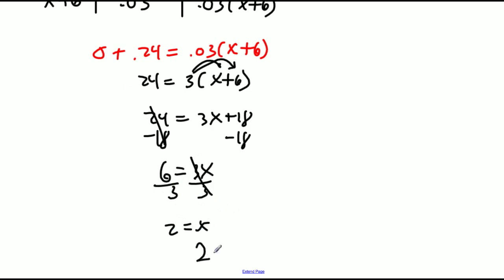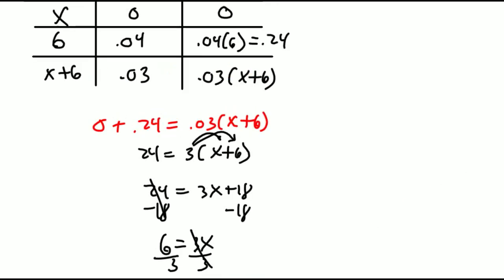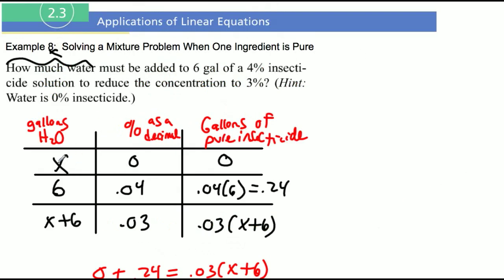2 what? 2 gallons. So 2 gallons is what you need. You need 2 gallons to add to the 6 gallons in order to get our 3% concentration.